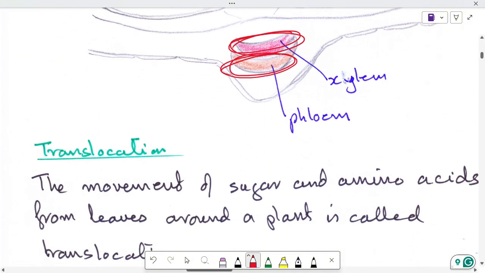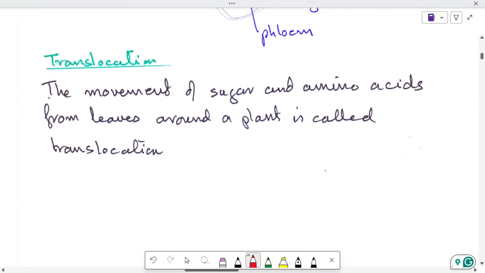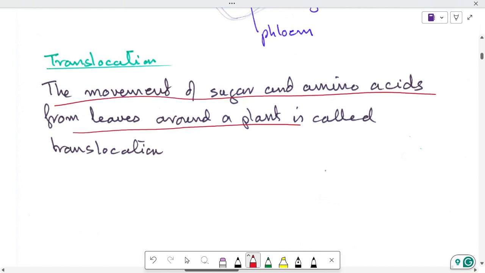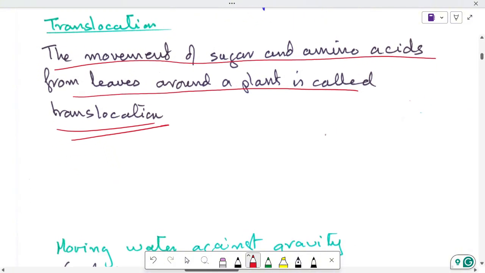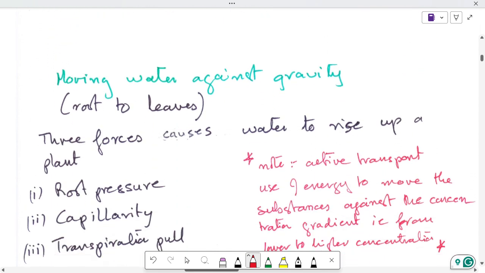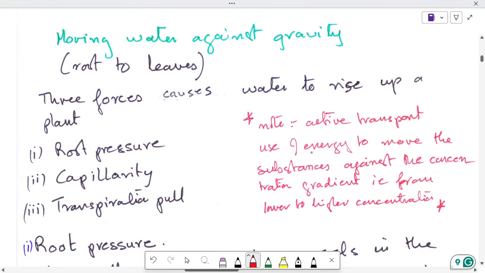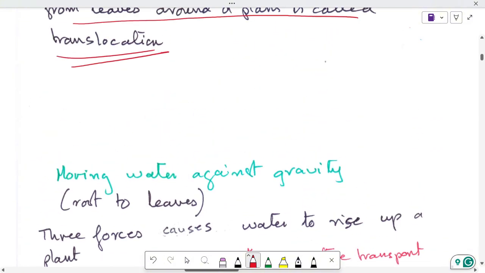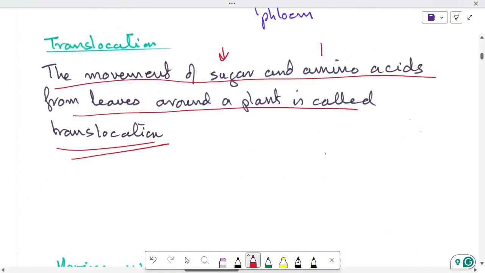Now we come to translocation. The movement of sugar and amino acids from leaves around a plant is called translocation. So we are discussing 2 things over here. One was the movement of water and the dissolved mineral ions. Its route is from root to the leaves, aerial parts, upper parts of the plant, wherever there are the chloroplasts where they are photosynthesizing. Whereas translocation is once the food is prepared in the leaf, and food is mainly sugars and amino acids, it can be translocated from the leaves to different parts of the plant where they are required, and excess is stored in the form of fruits.